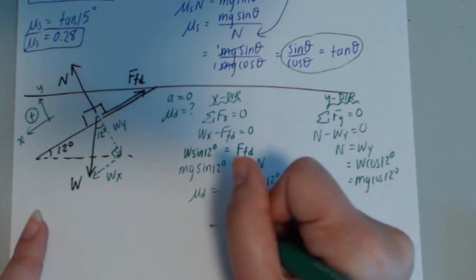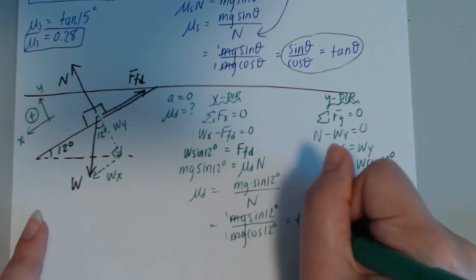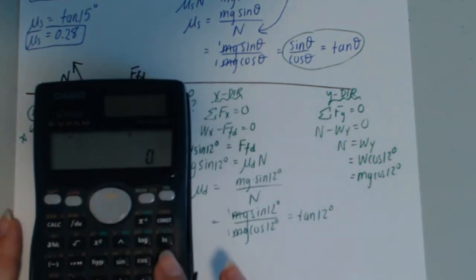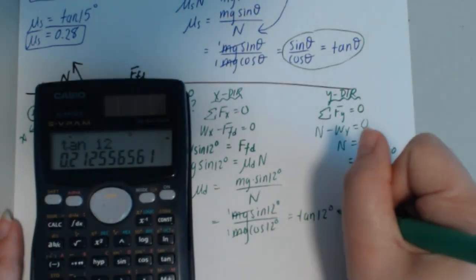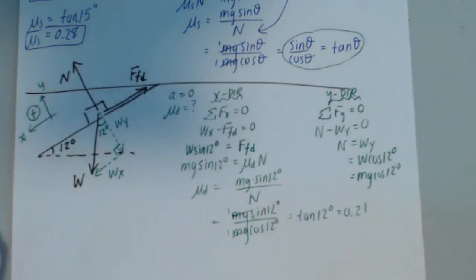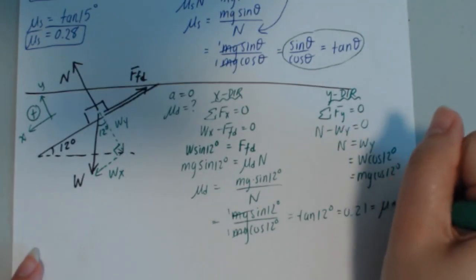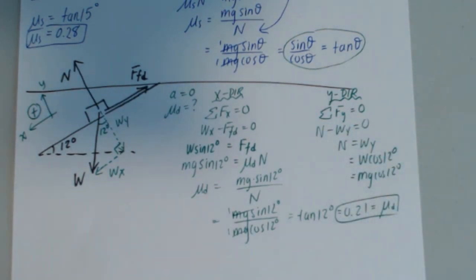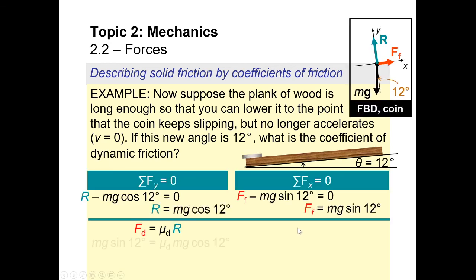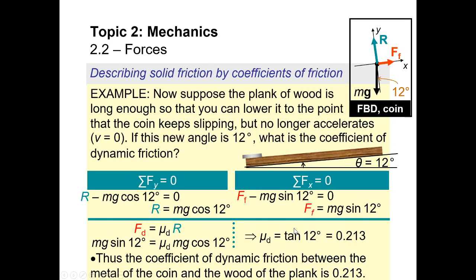So same idea, sine over cosine 12 is tangent of 12. If you don't believe me, try it out. Tan 12 is 0.21. Let's call that 0.21. Okay. So mu d equals 0.21. Just like the coefficient of static friction, it is unitless. So in the text, in the slides, they've kept one more decimal place, which is fine.